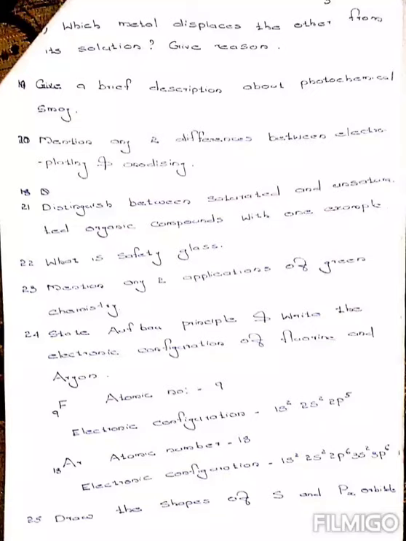For fluorine, atomic number is 9, electronic configuration 1s2, 2s2, 2p5. For argon, atomic number is 18, electronic configuration 1s2, 2s2, 2p6, 3s2, 3p6. Next, draw the shapes of s and p orbitals.